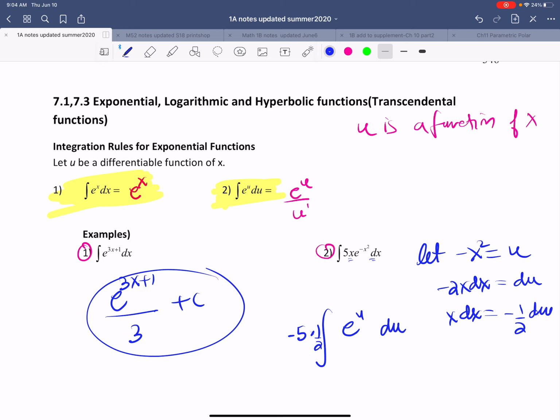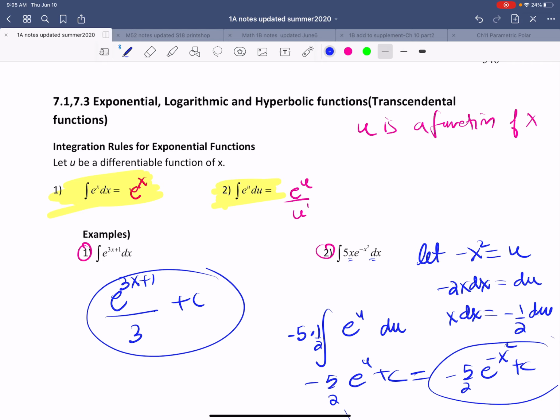Okay, so that integral is going to become, we convert it into e to the power u. So that would be negative 5 halves e to the power u plus c, and e to the power u was negative x squared. Writing it: negative 5 halves e to the power negative x squared plus a c.